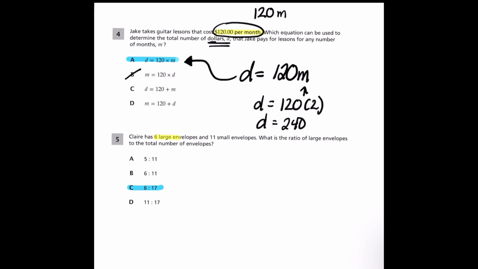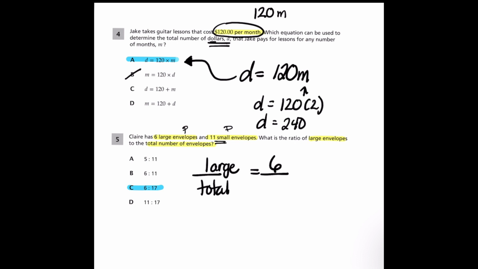Claire has 6 large envelopes and 11 small envelopes. What is the ratio of large envelopes to total number of envelopes? So we're looking for the ratio of large to total. What do we know? We know that there are 6 large envelopes. And this is again where they get a little tricky, because they told us there are 11 small envelopes. They're telling us the 2 parts. We have to be smart enough to figure out what the total is.